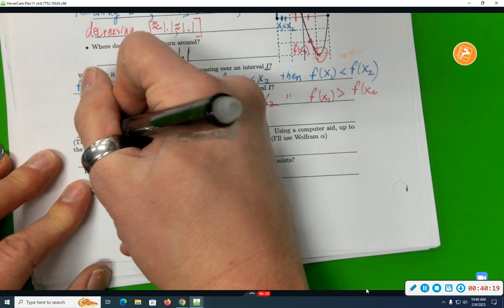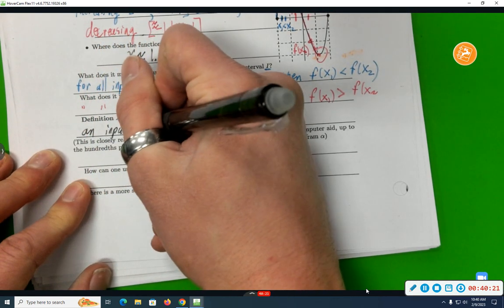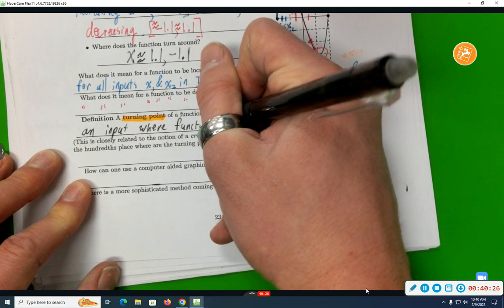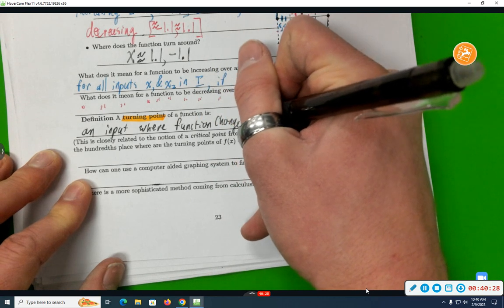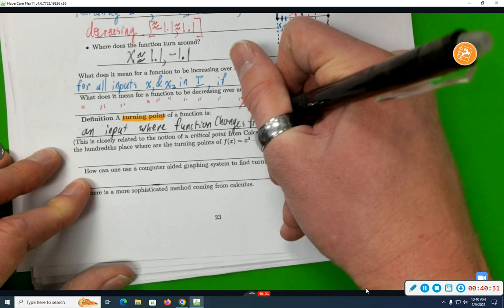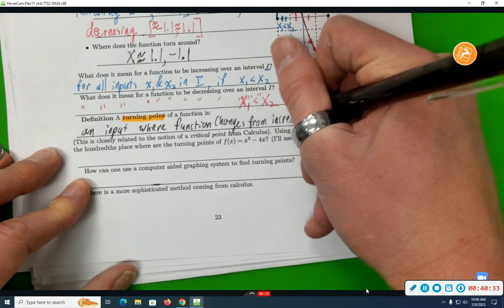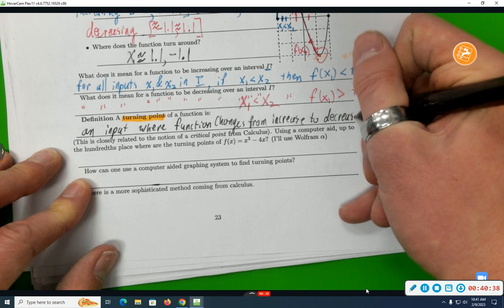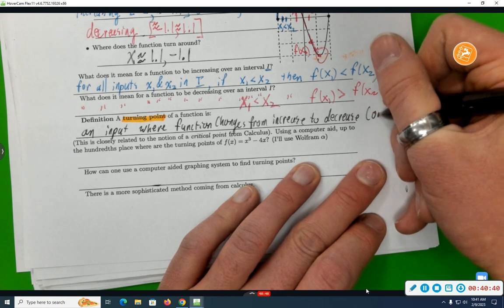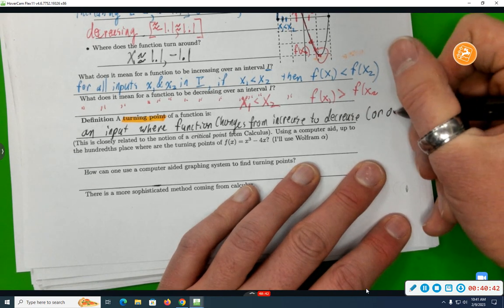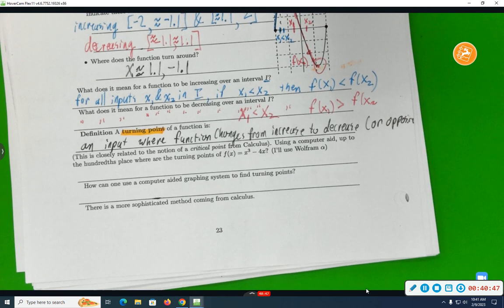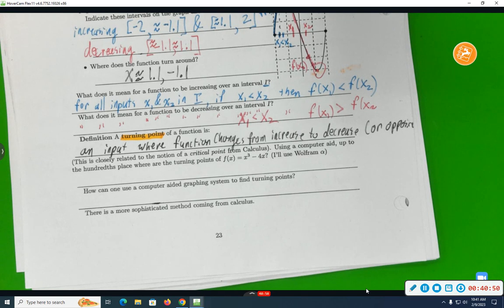A turning point in our function is an input where the function changes from increasing to decreasing, or the opposite, from decreasing to increasing. Let's feel okay?